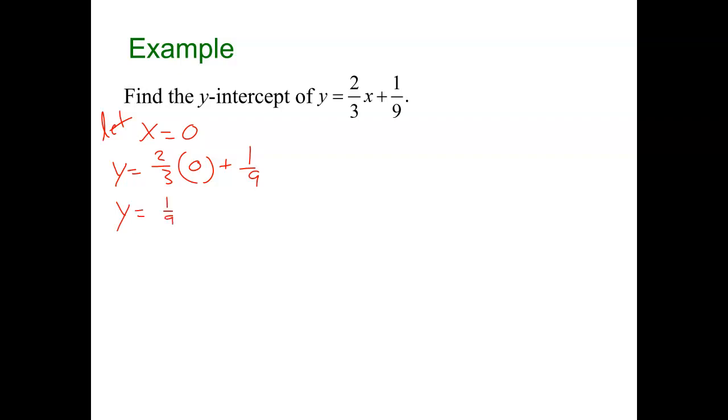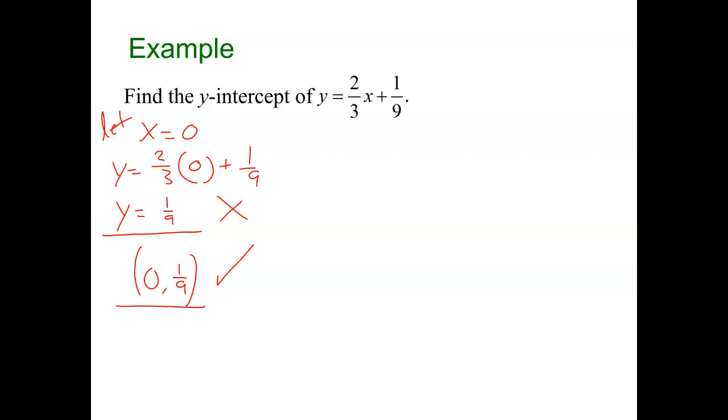1/9. Okay? Now, I want to make a really important point. I want you to listen very carefully. The words that are about to come out of my mouth. The y-intercept is not 1/9. The y-intercept is the point 0, 1/9. If I ask for the y-intercept and you give me this, it's wrong. The y-intercept is the ordered pair 0, 1/9.